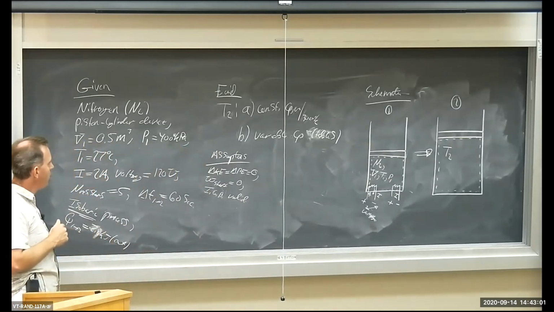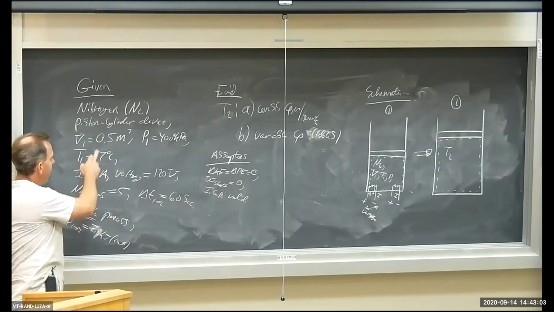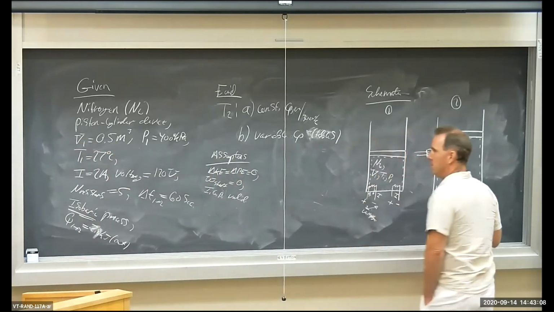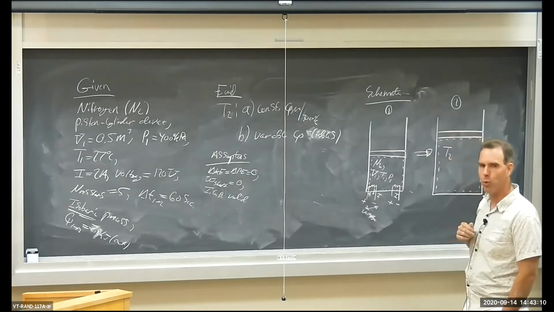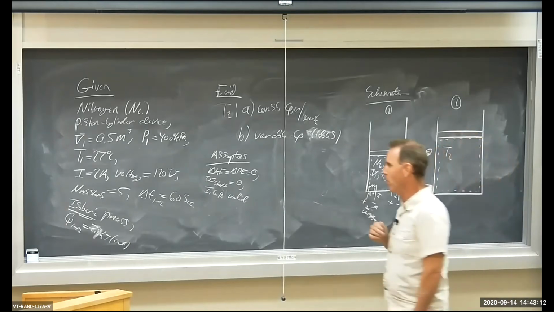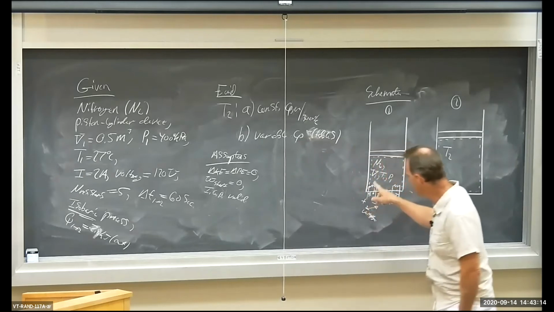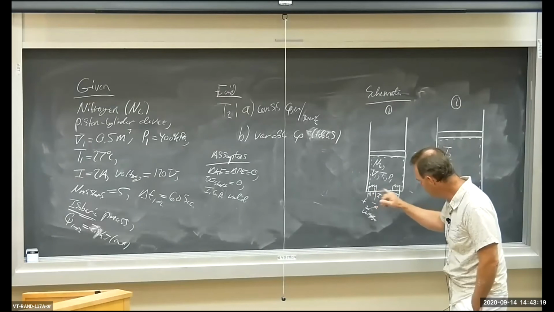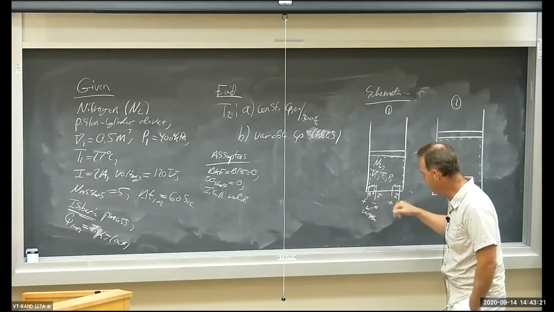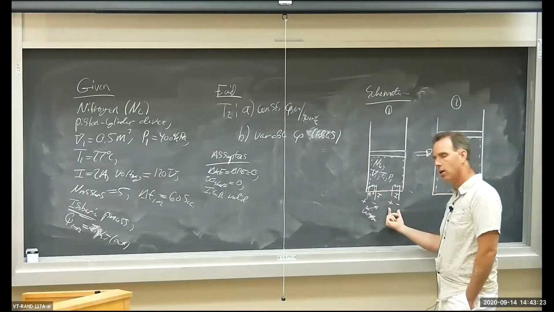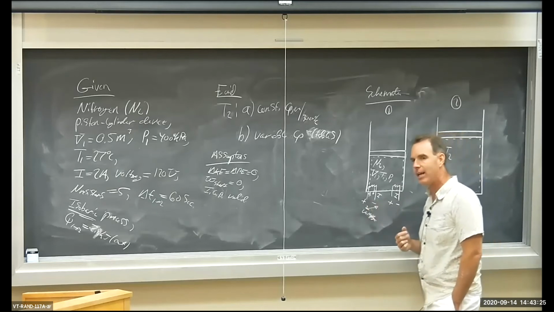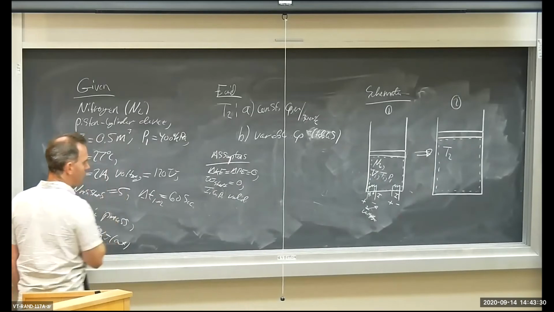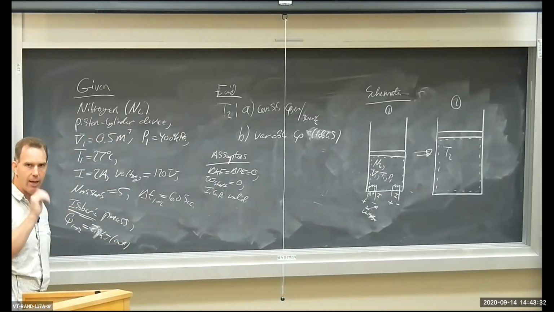The initial volume, pressure, and temperature are specified: 1/2 cubic meter, 400 kPa, and 27 degrees C. There are 5 resistors in this piston cylinder device. You can see the resistors right here. There are 5 of them. There is a voltage across each resistor and a current flowing through each resistor. The current is 2 amps. The voltage is 120 volts. There are 5 resistors.